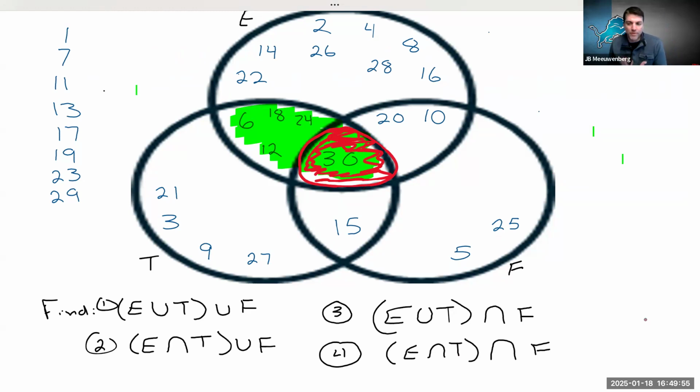So I hope that you're seeing here that when we have three sets and we have to look at their operations, we have to use parentheses, and you might have to do one part before you can go to that next part.